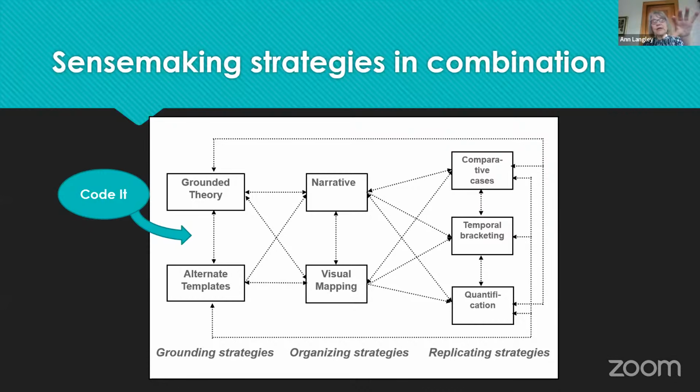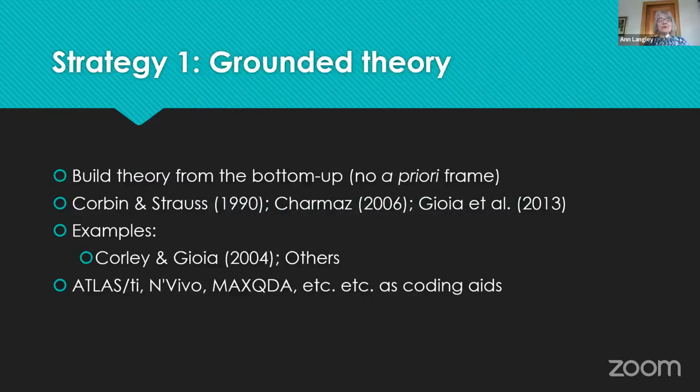There are these two strategies that I mentioned, grounded theory and alternate templates. The grounded theory idea is from the bottom up, and alternate templates is taking the top down theory, where theory is at the top and data at the bottom. Okay, so let's look at grounded theory first. Grounded theory means building from the bottom up, so you have no a priori framework.